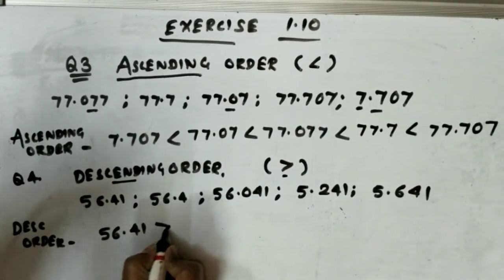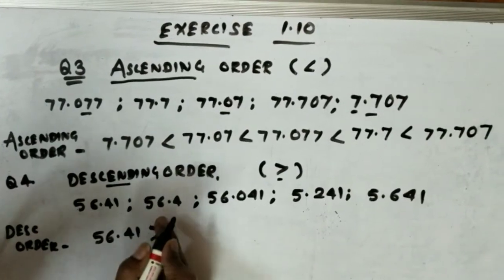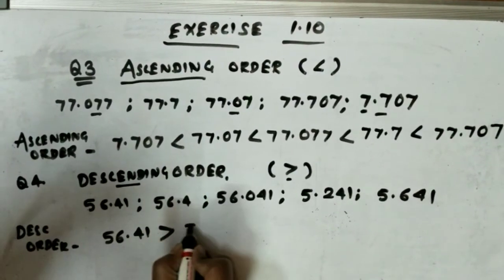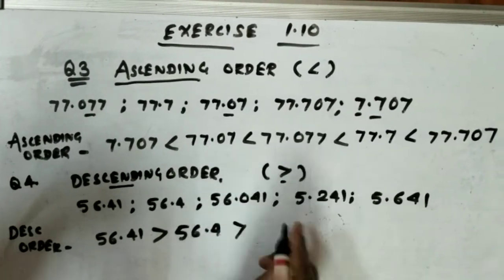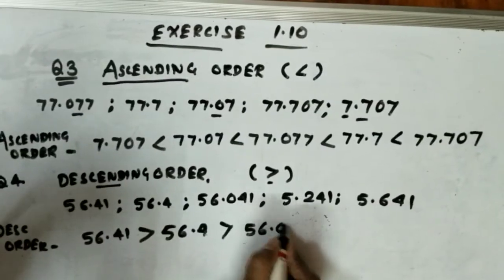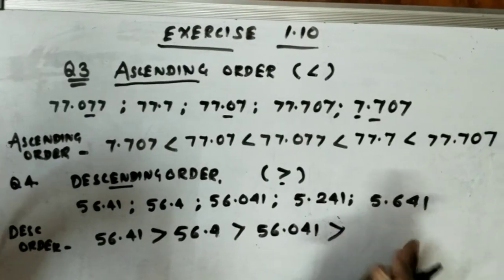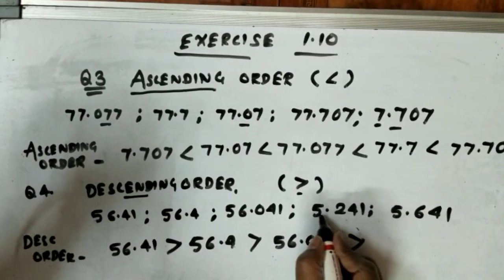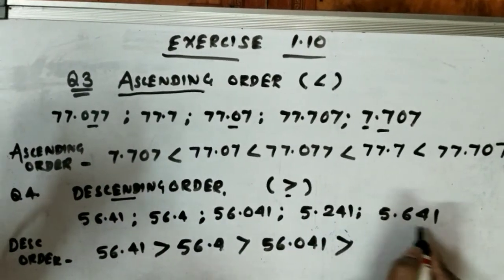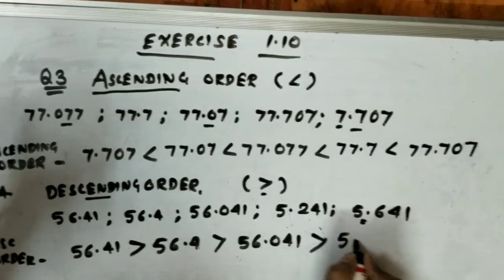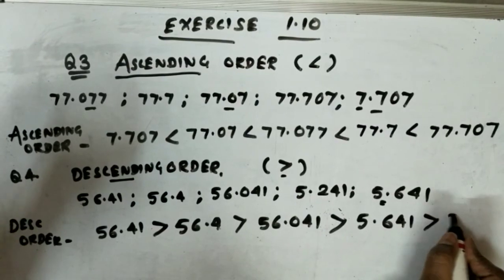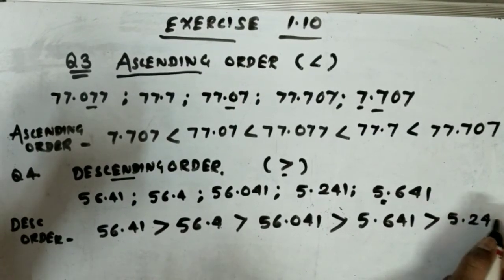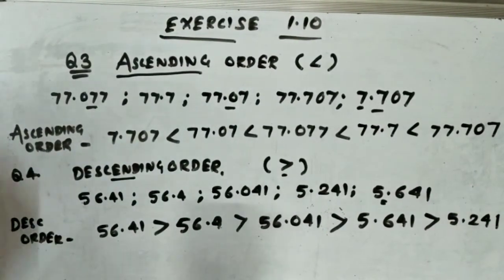This number is greater than another number, 56.4 only, definitely 56.4. This is greater than 56.041. Then 56.041 is greater than, amongst these two, which is greater? 5.241 or 5.641? Definitely 5.641 will be greater. Again this is greater than 5.241. That is the answer. Hope you understood.